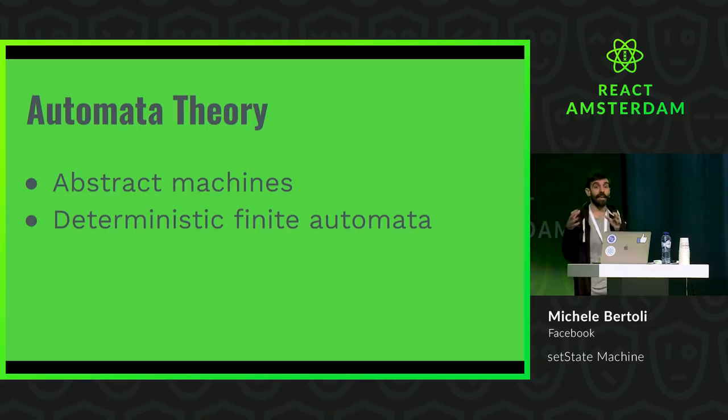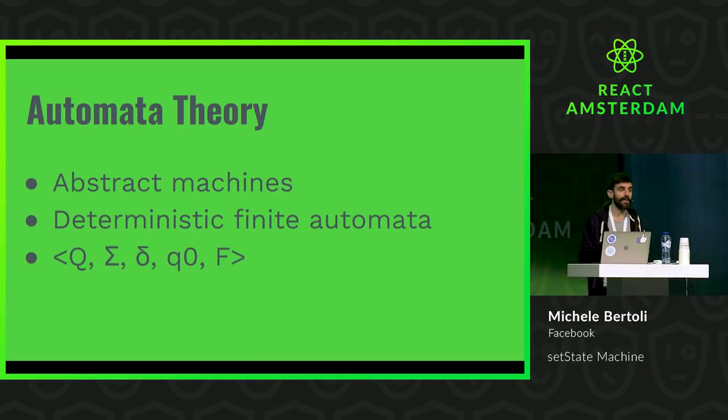It has one state at a time, so no more like is empty and is fetching at the same time. And also, given the current state and an input, it is always going to give the next state, which is what we want to give to our users as well, hopefully. And the cool thing about state machines is you can define them using these 5 elements. So it's a pretty clean way to define a machine.